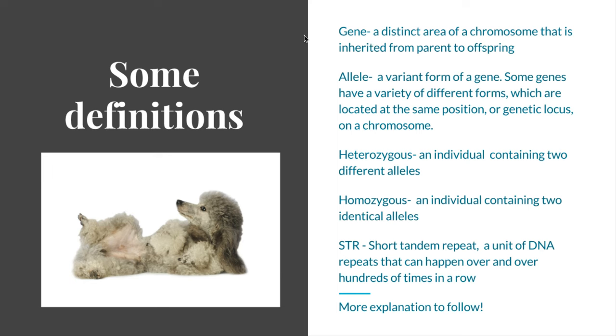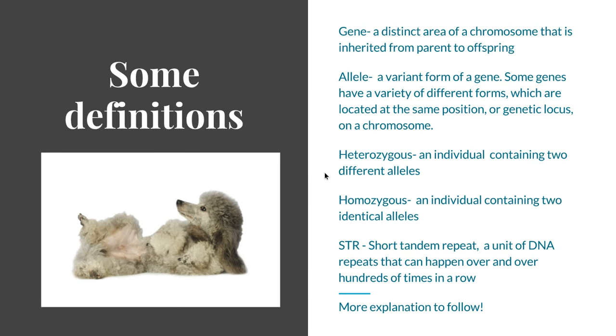A gene is a distinct region of chromosome that is inherited from parent to offspring. An allele is a variant form of a gene. Some genes have a variety of different forms, which are located at the same position or genetic locus on a chromosome. For example, we have different genes for coat color in dogs, so black, brown. Those are two different alleles of a gene.